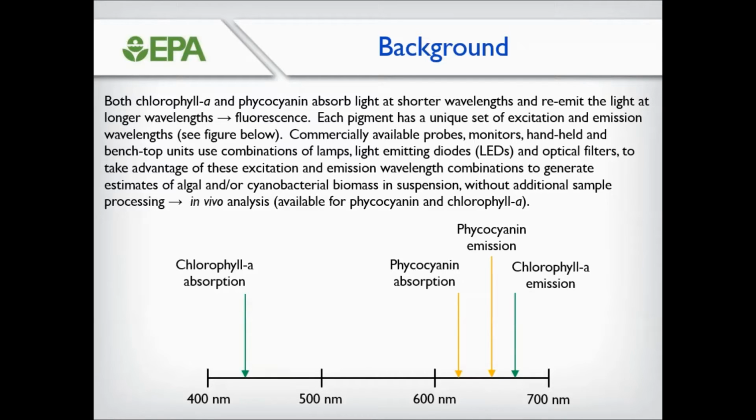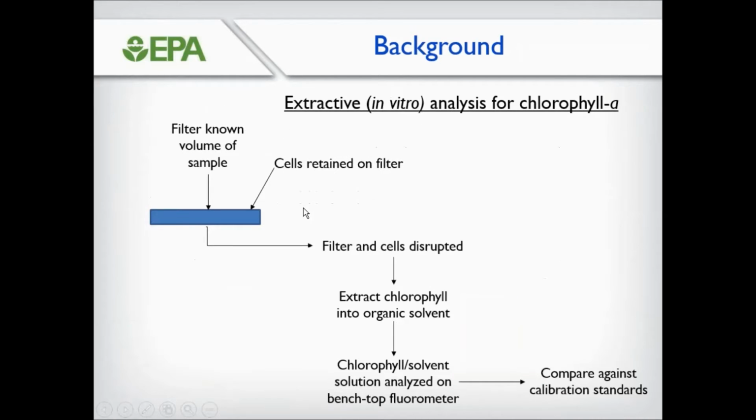And these instruments use a combination of lamps, light-emitting diodes, and optical filters to take advantage of these excitation and emission wavelength combinations to generate estimates of algal or cyanobacterial biomass in suspension without a whole lot of additional sample processing. And this process of using these types of probes without doing any additional processing, just using the water sample, we're going to call in vivo analysis. And these methods are available for both phycocyanin and for chlorophyll A.